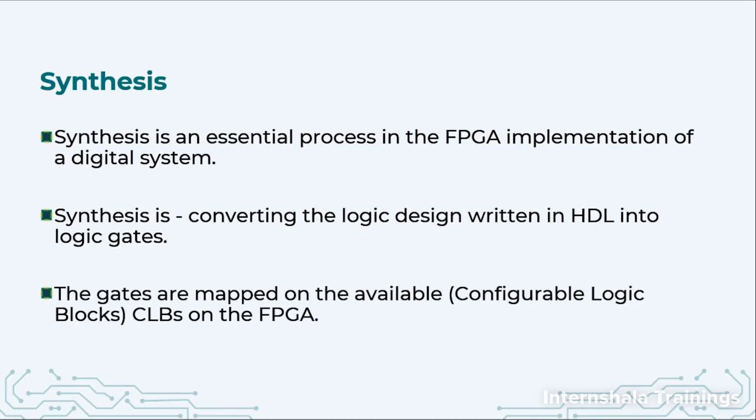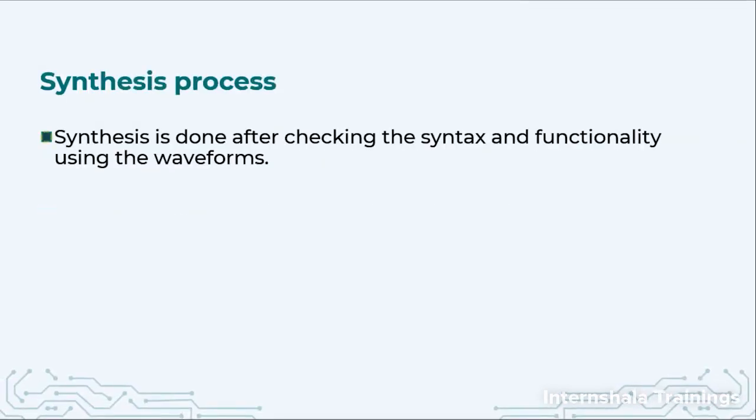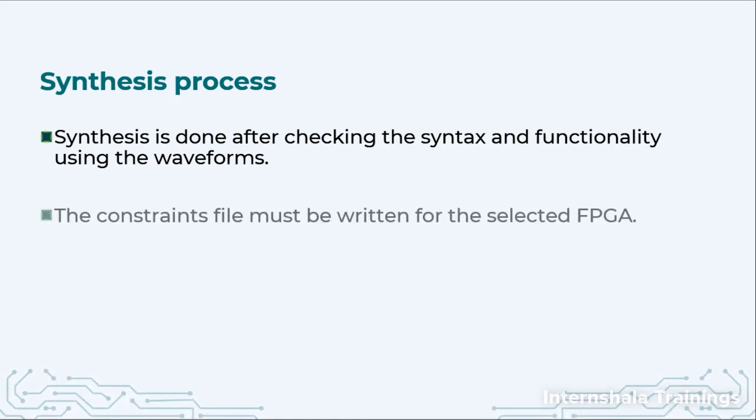The gates are going to be mapped based on the available CLBs. CLBs means configurable logic blocks of the FPGA. So every FPGA will have a different number of CLBs and a different type of CLB also. So now your circuit implementation will completely depend on the type of board that you have selected. The synthesis process will be completed only after checking the syntax and functionality using the waveform.